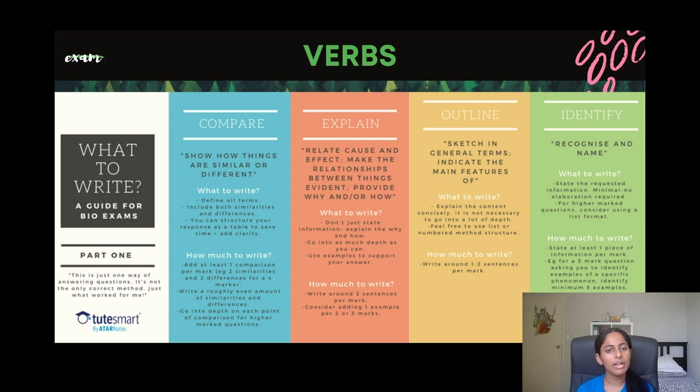Compare is also a simple one. Compare pretty much is just asking you for similarities and differences.